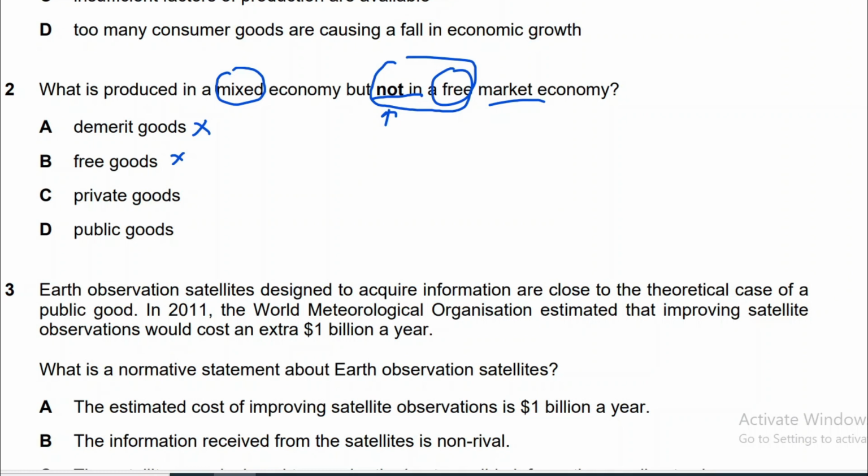Private goods, a free market economy produces private goods, right? We have to find out what is not produced by a private economy. Private goods are profitable, so the free market produces those goods. Public goods are not produced under the free market economy because public goods are non-rival and non-excludable, so free riders are allowed to use them, and profit making is not possible from public goods. So a free market economy does not produce things that are not profitable to it. So option D is the correct answer.